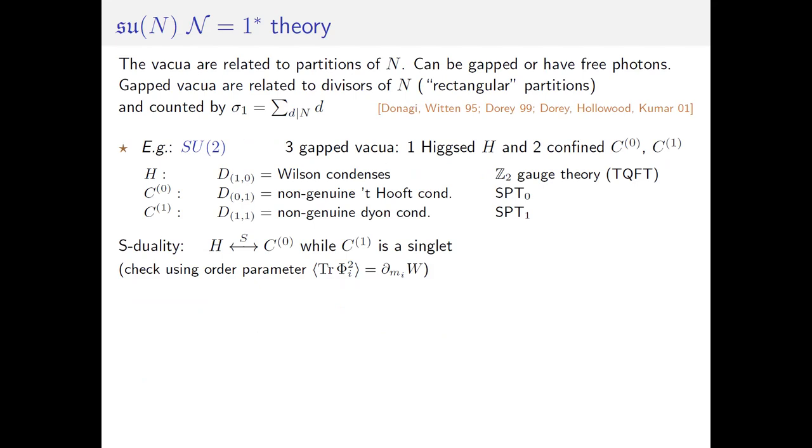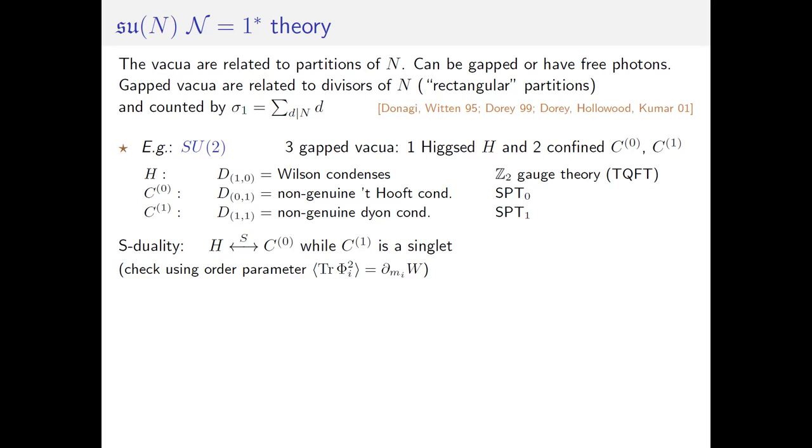But for simplicity, let me just consider the case of SU(2). SU(2) is particularly simple. There are only three vacua. They are all gapped. There are no vacua with free photons. One is a Higgs vacuum. Essentially, the three scalar fields get a vev. They break the gauge group. However, the gauge group is not broken completely because they're in the adjoint. So there is a Z2 that survives. And in this vacuum, there is a Z2 gauge theory.